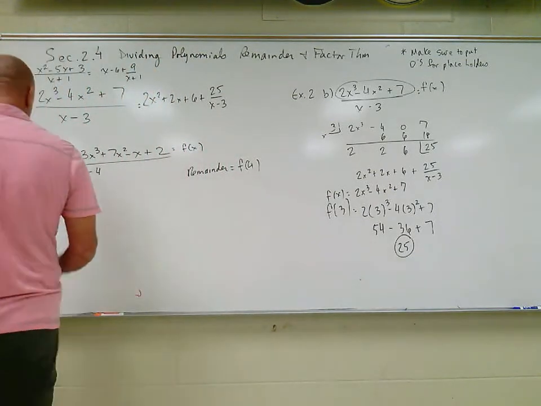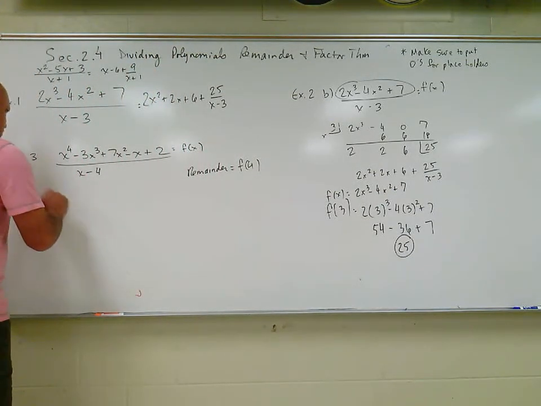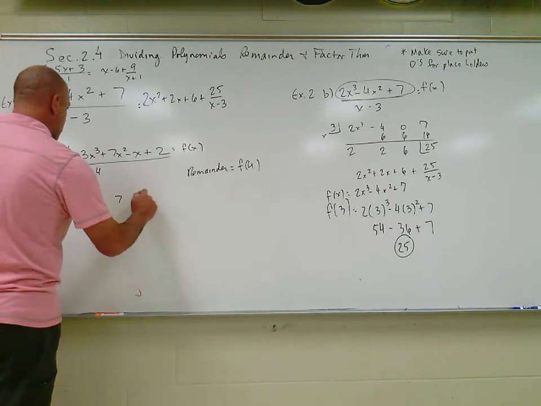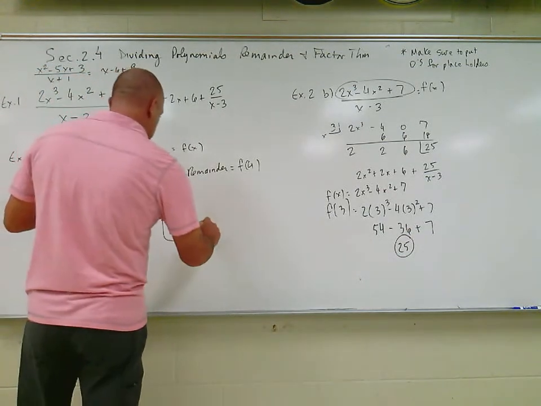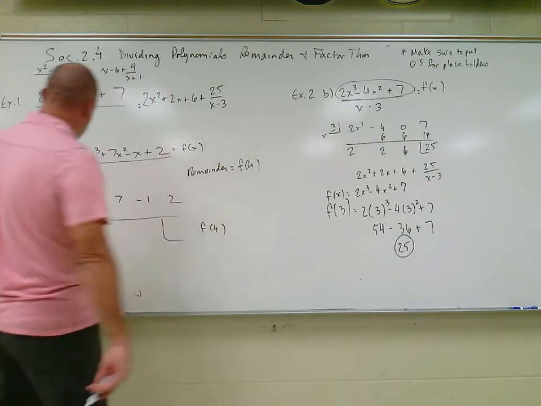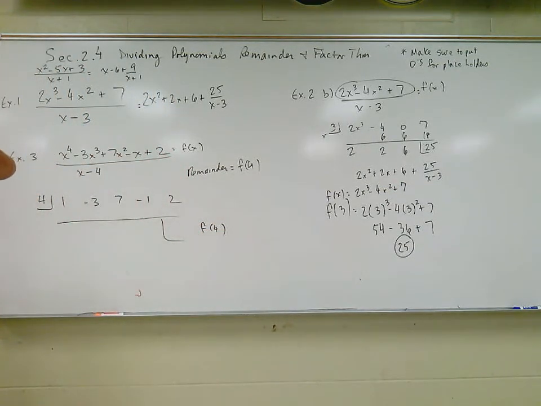So let's just do this division real quick. No placeholders, 1, -3, 7, -1, 2. And we know that whatever we get here should be the same as subbing in a 4 up there. Okay. That's going to be a big help as we move on.